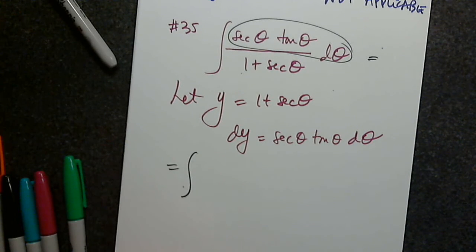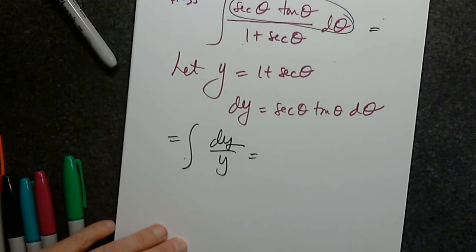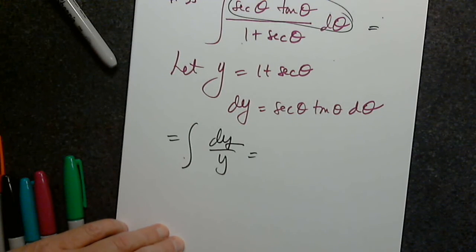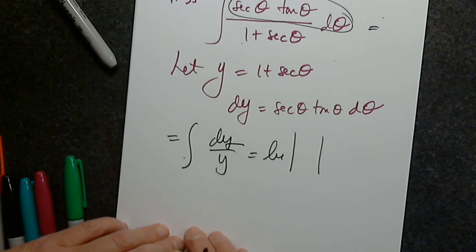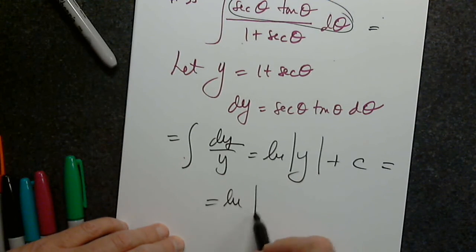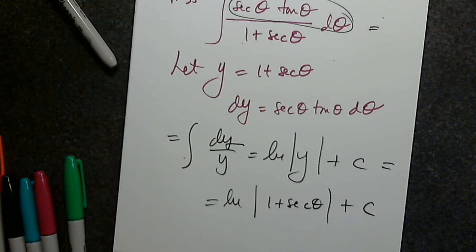So this is the integral from, can anyone dictate? Okay, dy what? dy over y. Excellent. Good. So what is this? Which function prime is 1 over y? Yes, but it has to have the absolute value. We know that, and we know why. So then this is natural log of the absolute value of 1 plus secant theta plus a constant c. Very good.